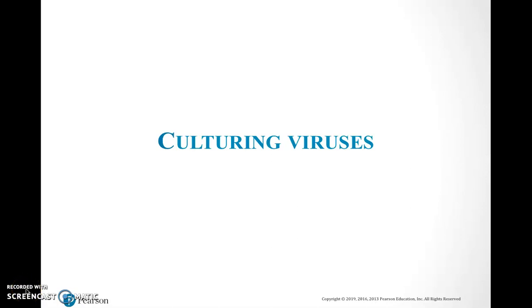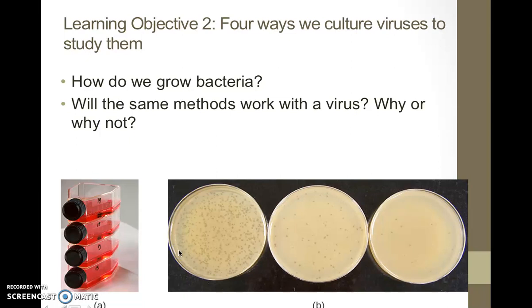Hi, let's take just a minute to talk about culturing viruses and different ways we can do that. To culture in a science lab means to grow a pure concentrated amount of that thing. So with bacteria, how do we grow bacteria? Well, we just put some cells onto a petri dish and give them some nutrients and they grow.